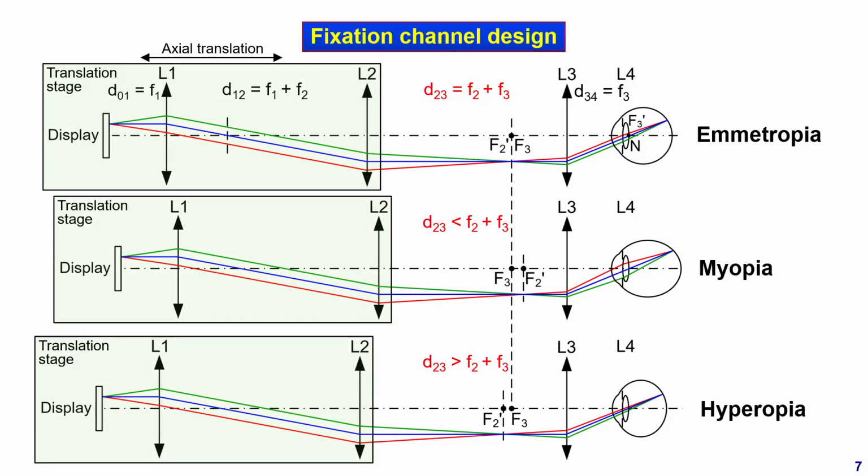To change the distance between lens 2 and 3, we put the component before lens 3 on the translation stage. Here, we determine the translation stage travel range to correct for 20 diopters range of refractive error and show how it trades off with working distance.